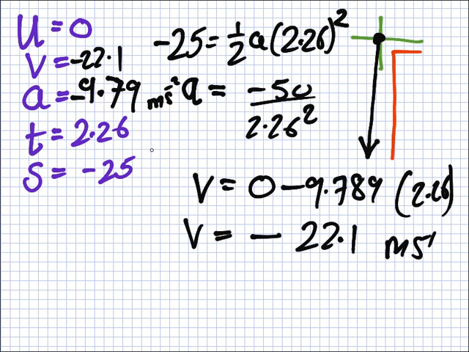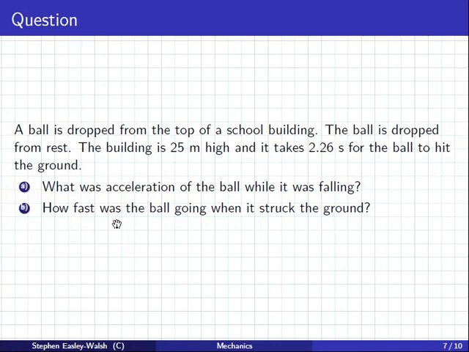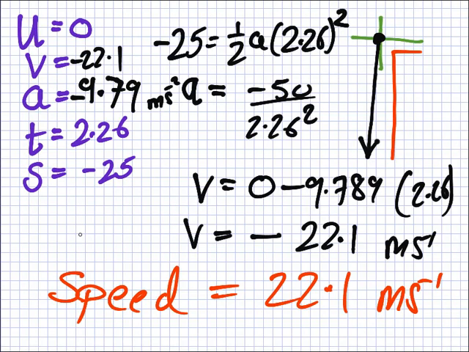Now that's the V, but I actually said how fast I wanted the speed. So what's the speed? The positive of it. Because I said how fast. That means in English the speed, not the velocity. If anyone asks you how fast, they always mean speed, not velocity. Is that clear? Yeah.